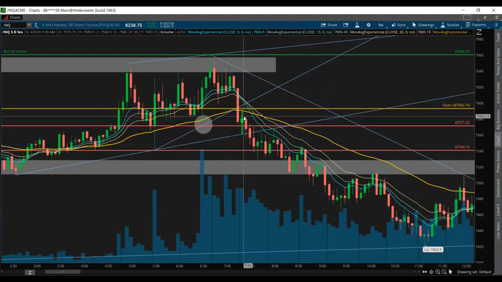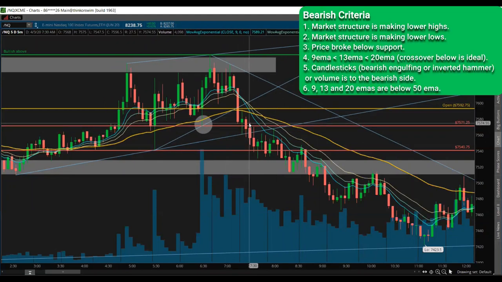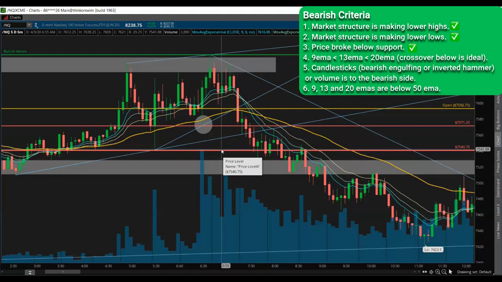So first, let's look at our checklist. Is market structure making lower lows and lower highs? Yes, it is. Did price break below support? Yes. You've got a support here and a support here. Right now our price is breaking below the market structure. It broke below this one and it broke below this one. Although it's oscillating around that level, it still broke below there.